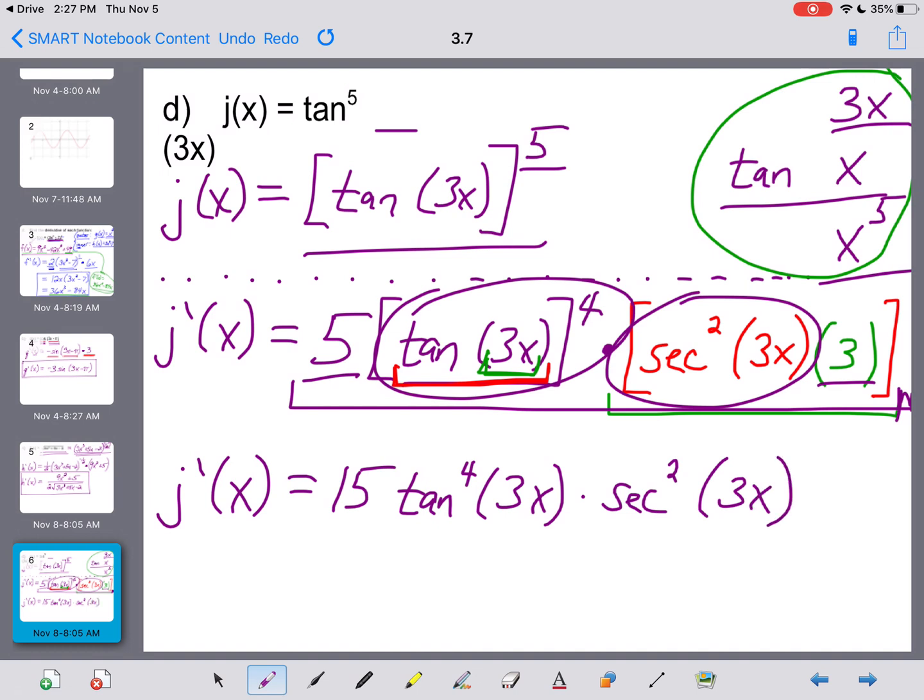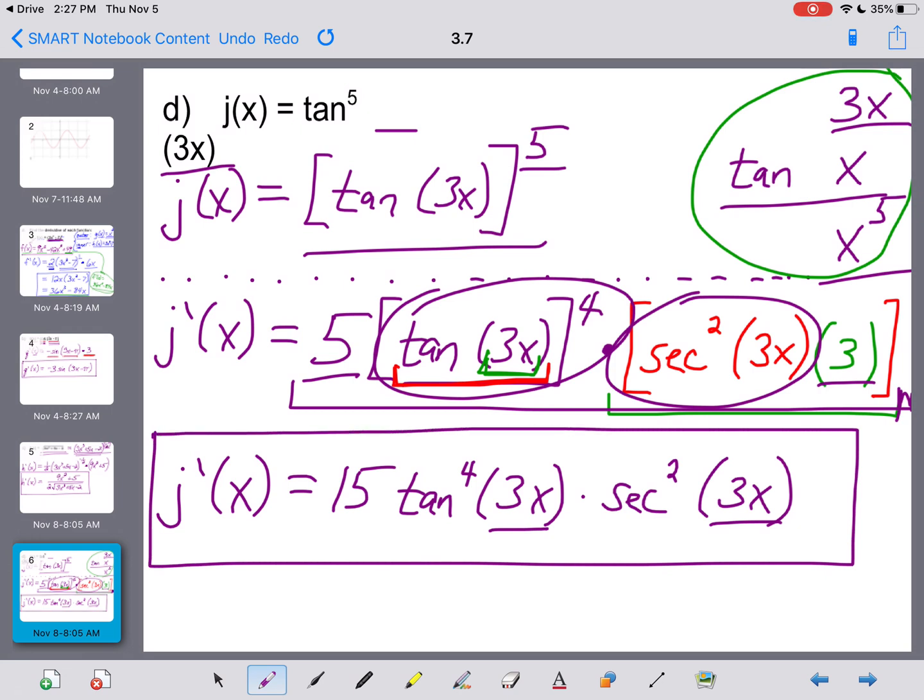And I said it two examples ago, and I'll say it right now, the angle never changes. We started off here with an angle of 3x, and sure enough, that's the angle here and here. And that, guys, is as good a job as we can do of simplifying that expression here for j prime of x.